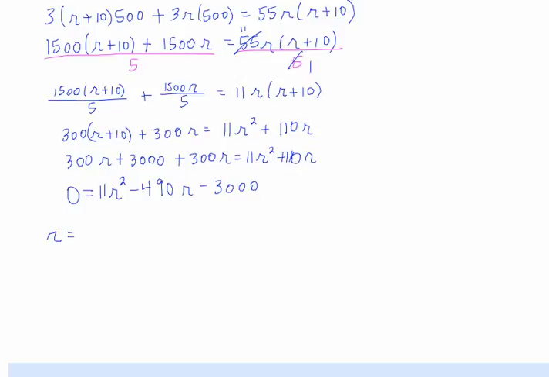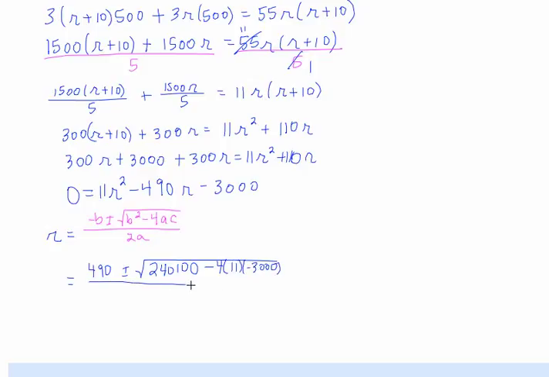To give us r equals, we have negative b plus or minus the square root of b squared minus 4ac all over 2a. So we get, let's see, negative b would be positive 490 plus or minus the square root of b squared is 490, negative 490 all squared. Let's just go ahead and square it. Negative 490 all squared is 240,100 minus 4 times a, that's 11, times c is negative 3000. All over 2 times a, which would be 22.